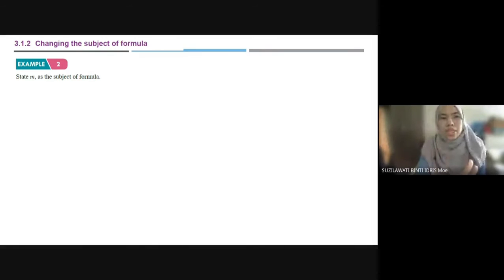Example 2. State M as the subject of formula. Cepat. Tak perlu master B 100 sekarang. Master this one first. Answer this one first. Question example 2. The question is Q equal M plus P. Now what you need to do is to state M as the subject of formula.